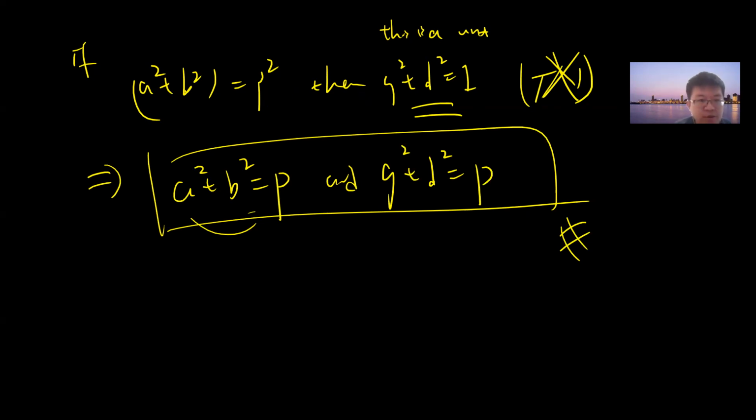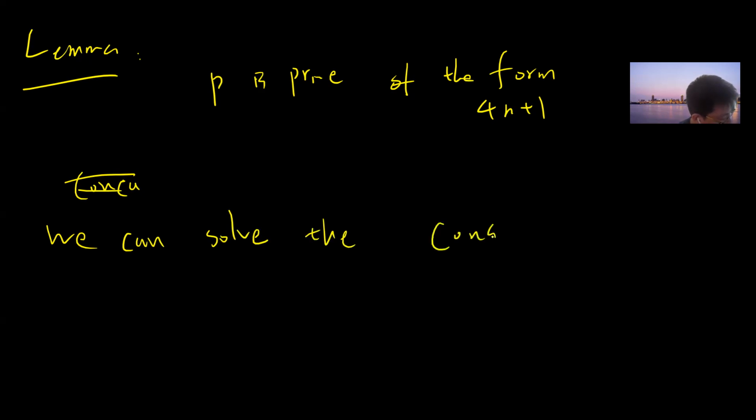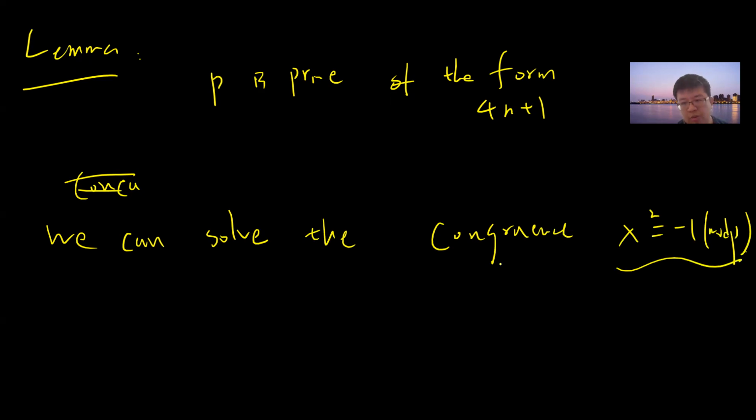Okay, so finally, the final theorem. Let's talk about now a lemma to help the final theorem. So if P is a prime of the form 4n plus 1, then we can solve the congruence x squared equals minus 1 mod P. Okay, so what I'm saying is that if P is a prime of the form 4n plus 1, then you can solve x squared equals minus 1 in mod P.